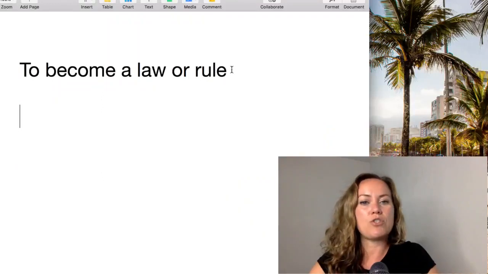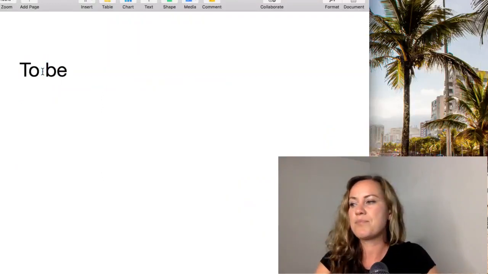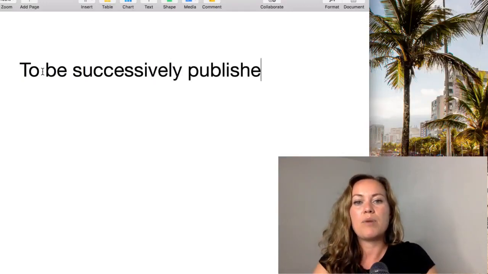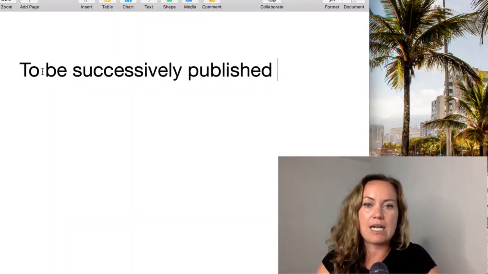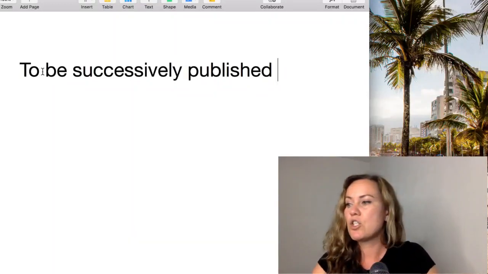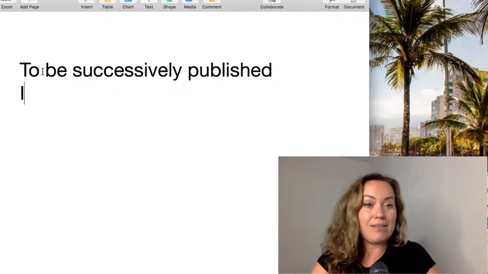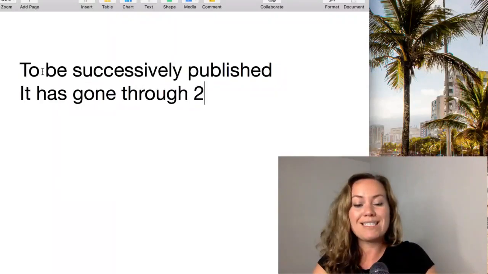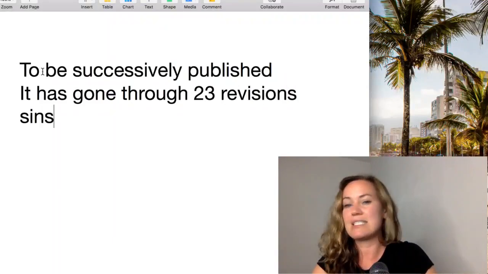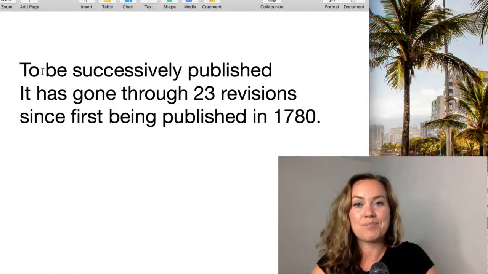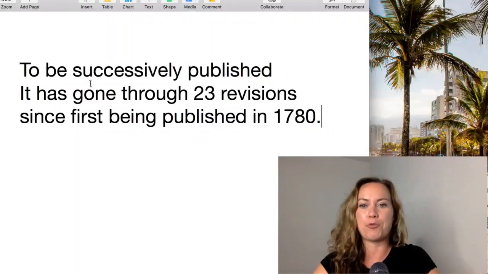Okay, let's look at another way to use to go through, which is to be successively, not successfully, but successively published, which means time after time again, new editions. So, for example, the Diccionario de la Real Academia Española, one of the most popular Castilian Spanish dictionaries, has gone through 23 revisions since first being published in 1780. It's a lot of revisions that it has gone through.